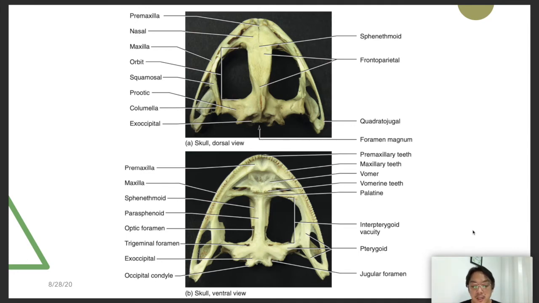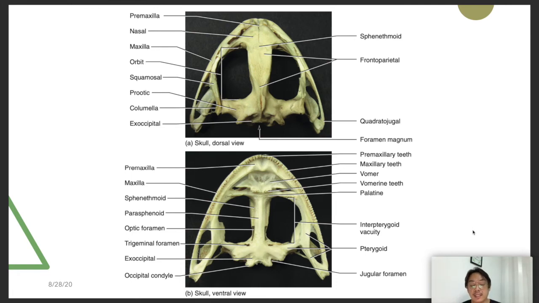For the ventral view of the skull, you have the premaxilla, maxilla, sphenethmoid, parasphenoid, the optic foramen, which lies behind the two orbits of the eyes, the trigeminal foramen, the exoccipital, occipital condyle, premaxillary teeth, the maxillary teeth, the vomers and the vomerine teeth, the palatine, the interpterygoid vacuity, the pterygoid, and the jugular foramen, which is extending through the vertebra of your frog.